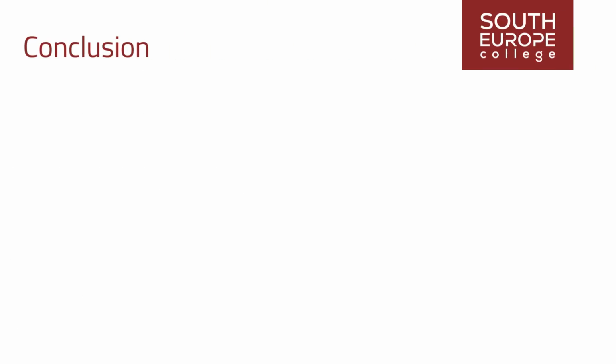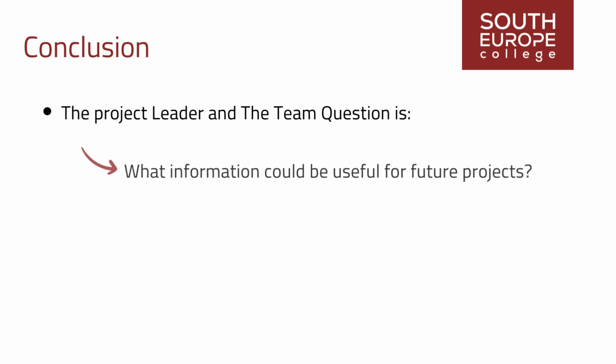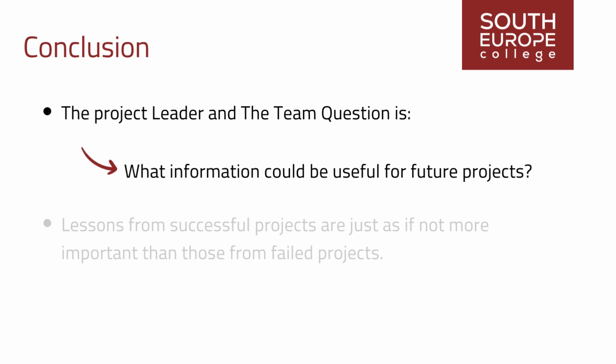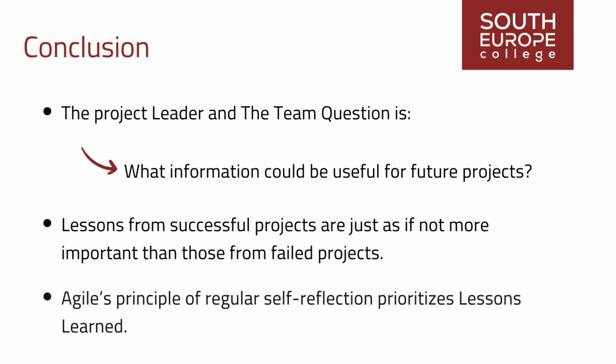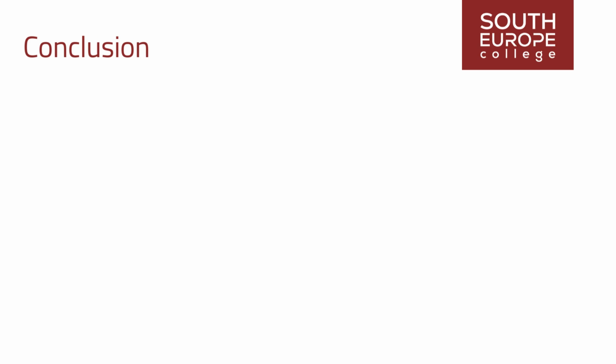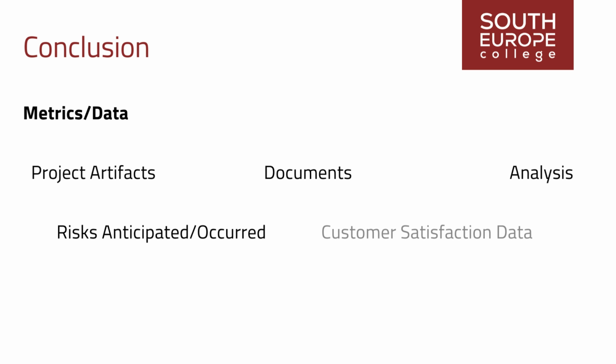Lessons learned report. Throughout the project, both the project leader and the team should be continuously asking and answering the question, what information could be useful for future projects? Remember that lessons from successful projects are just as, if not more, important than those from failed projects. Agile's principle of regular self-reflection prioritizes lessons learned. Metrics data to include project artifacts, documents, analysis, risks anticipated, risks occurred, customer satisfaction data, milestones and metrics collected through the project.